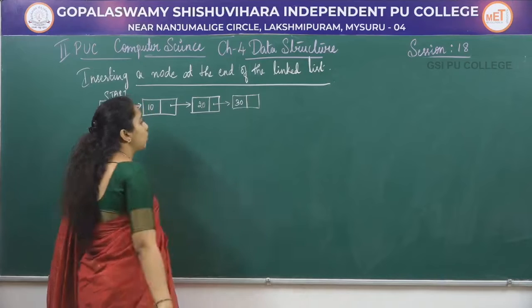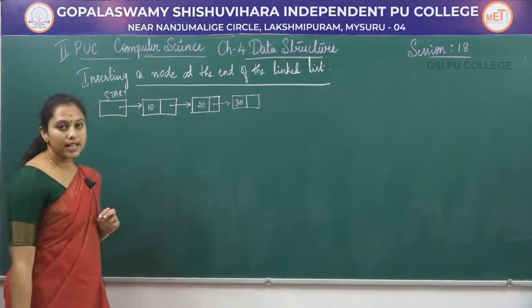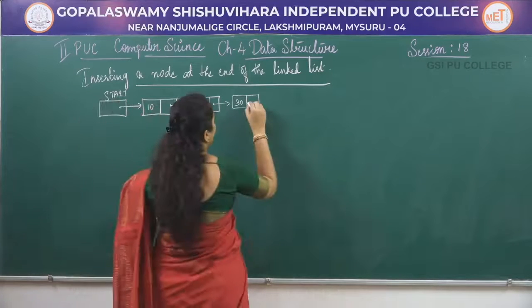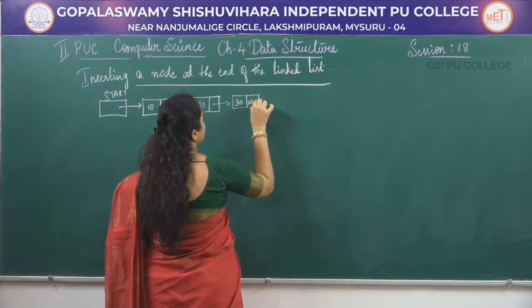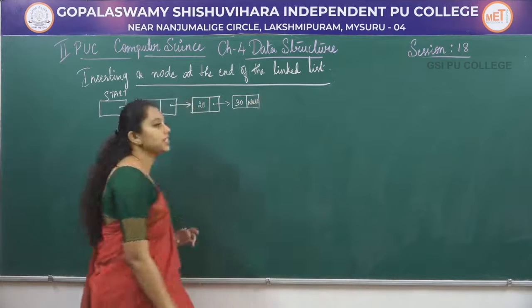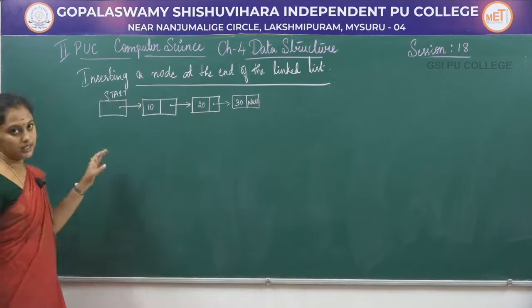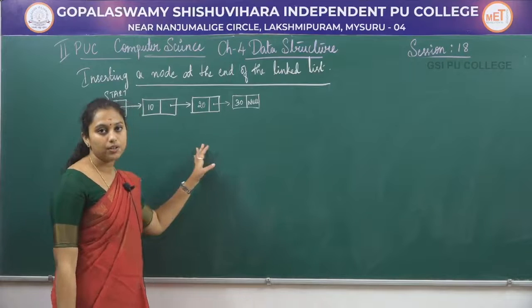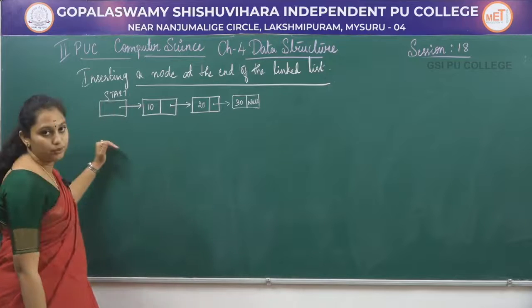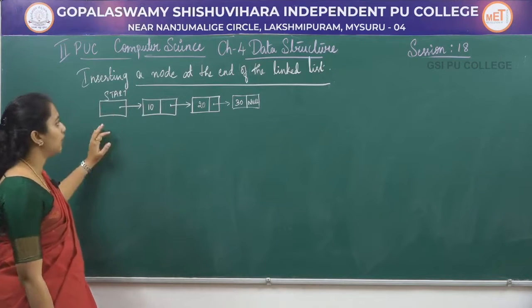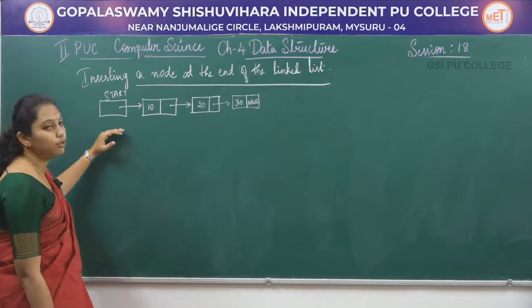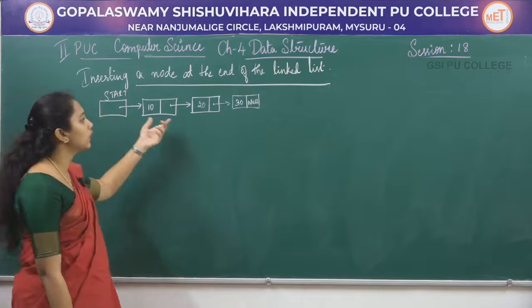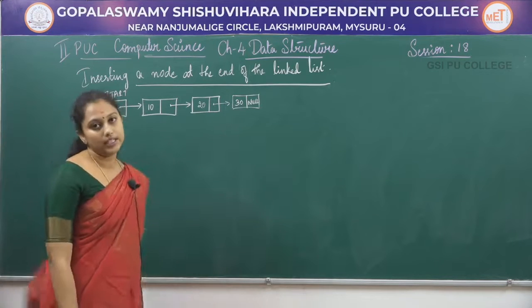In the third node, it contains 30 as its information, and in the link part it contains null, which represents the end of the linked list. So this linked list contains only 3 nodes now. So what we have to do here is perform the operation, that is inserting a node at the end of the linked list.